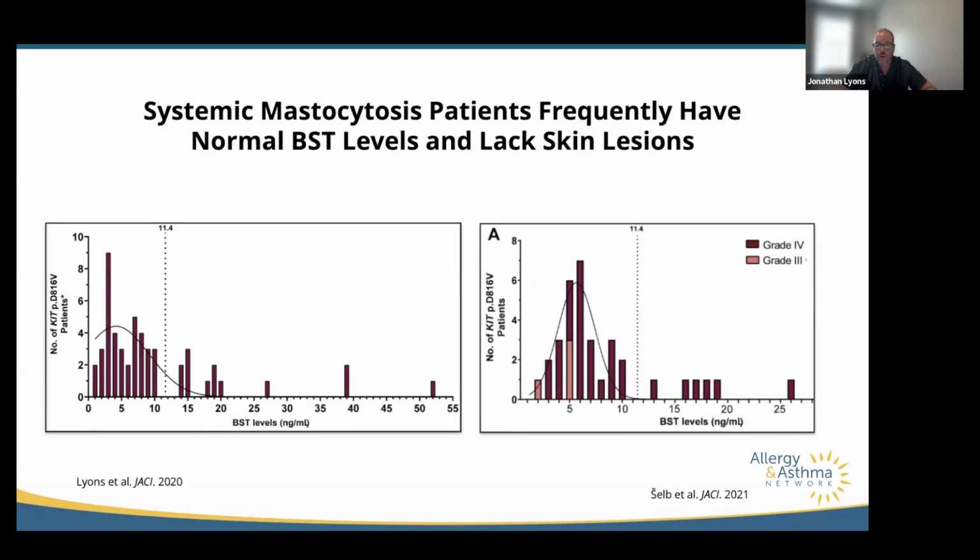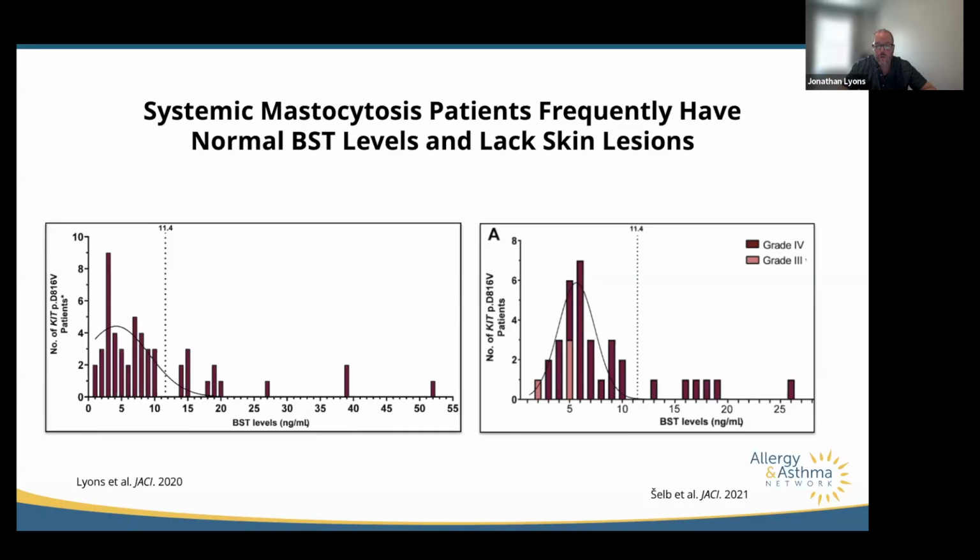And so these are 2 consecutive studies of venom allergic patients, largely from Slovenia, where patients were screened not just using serum tryptase levels, but also peripheral blood D816V.